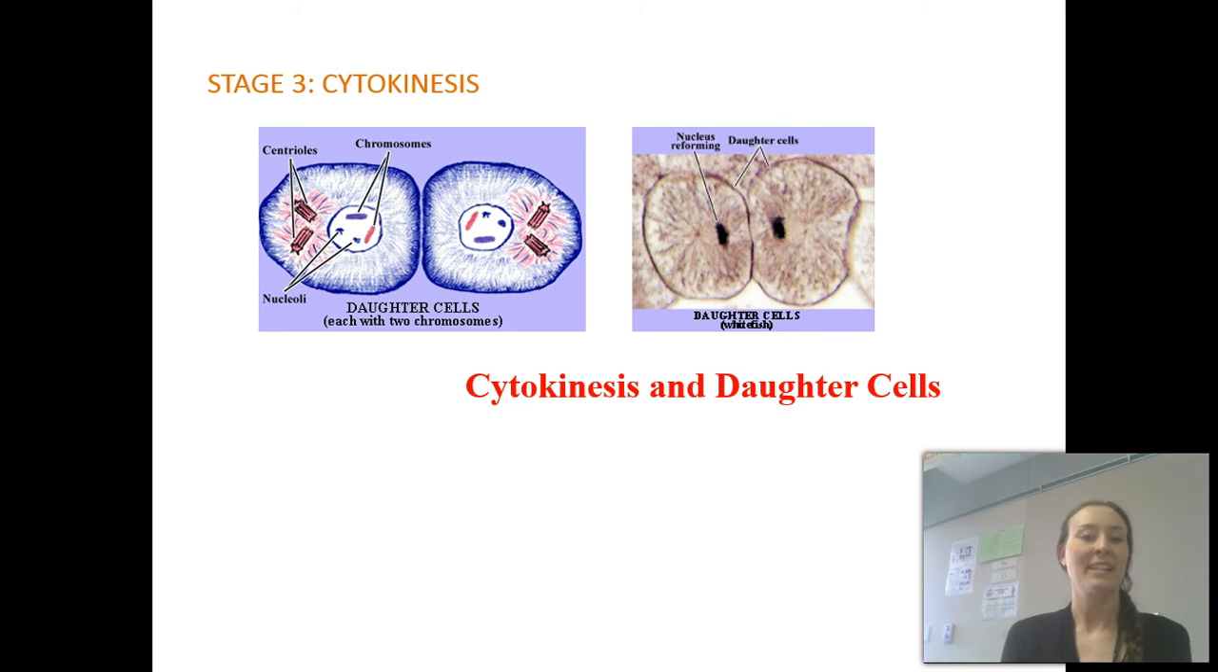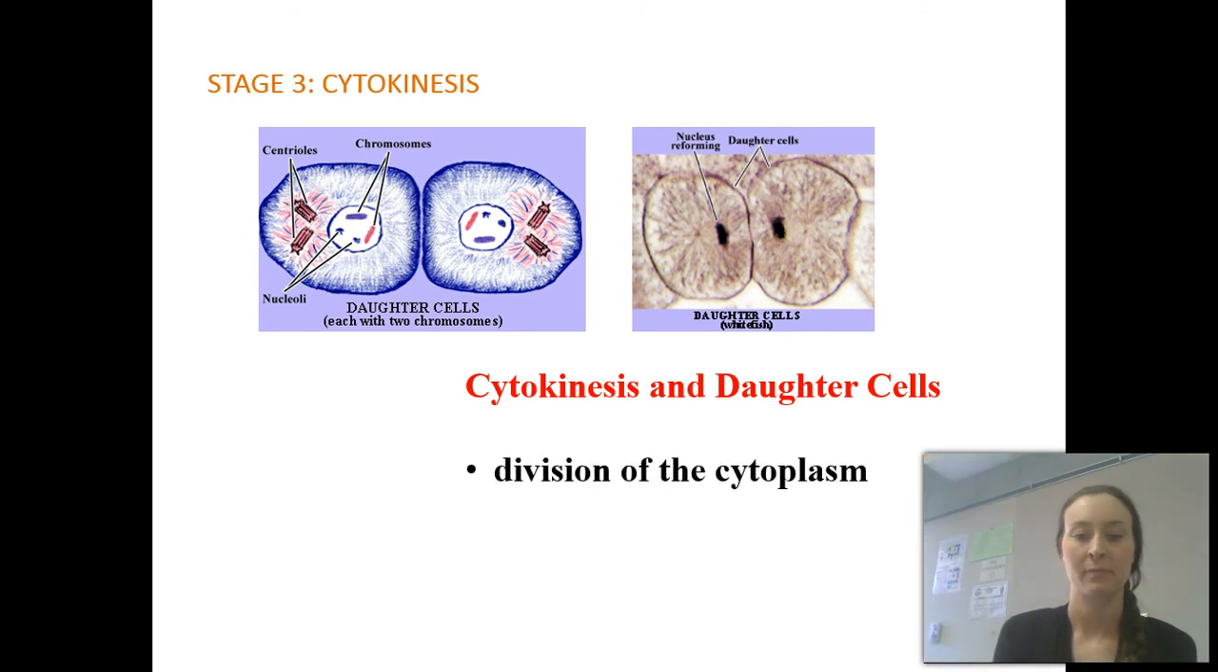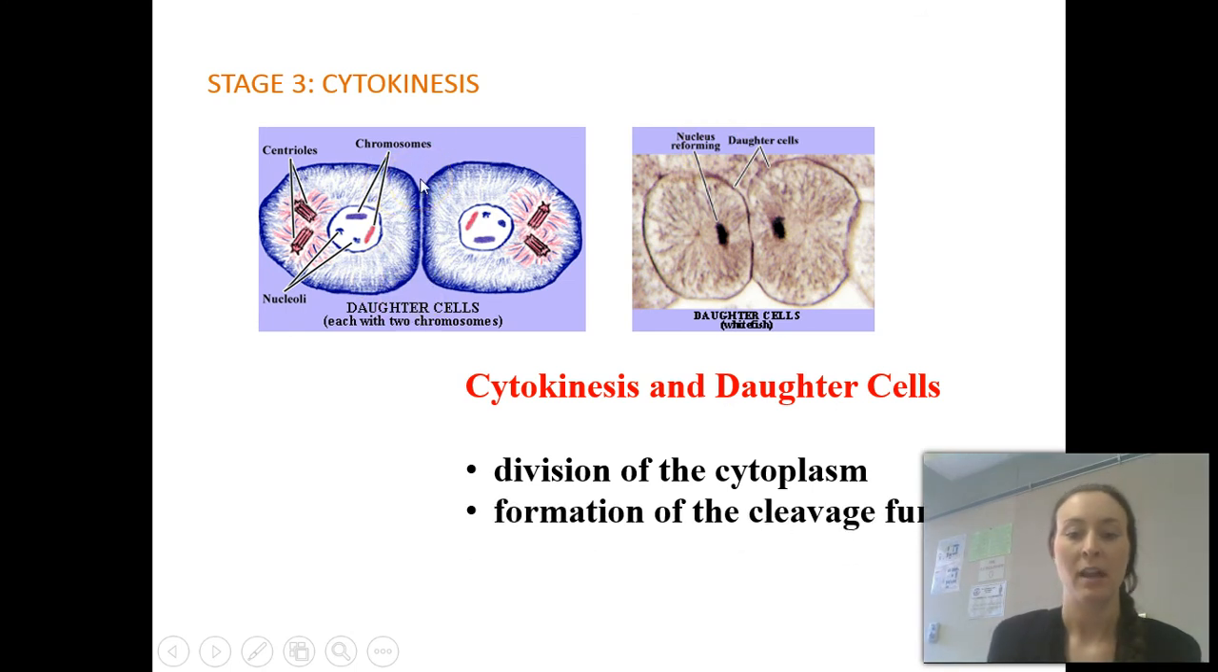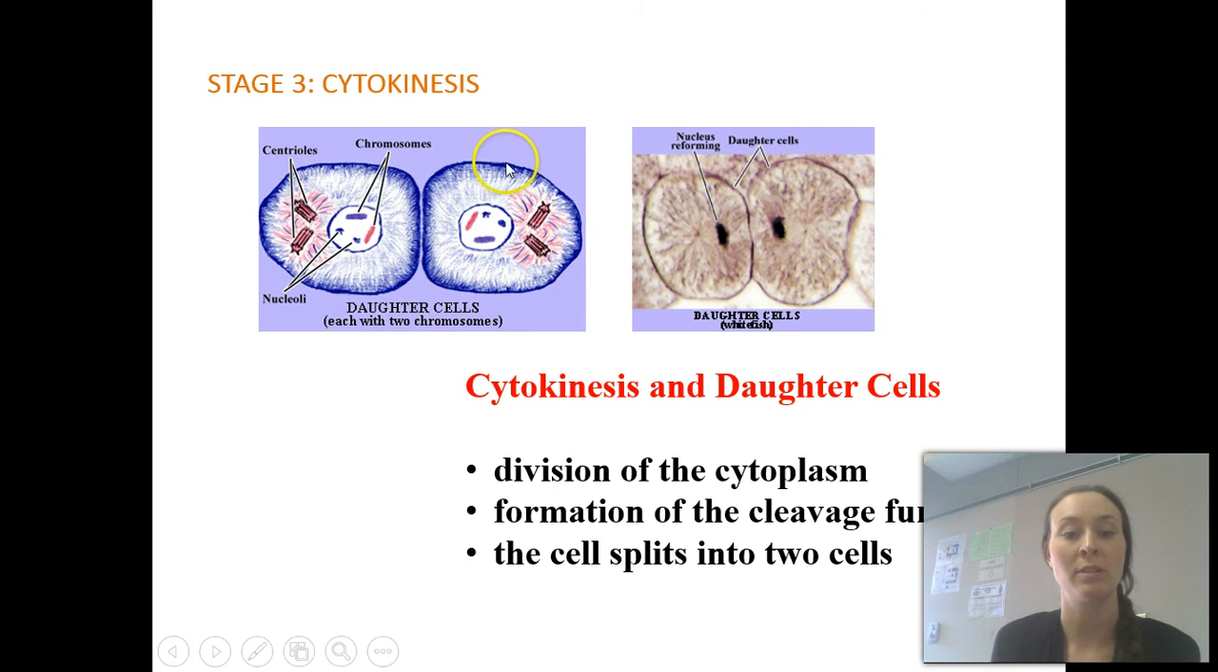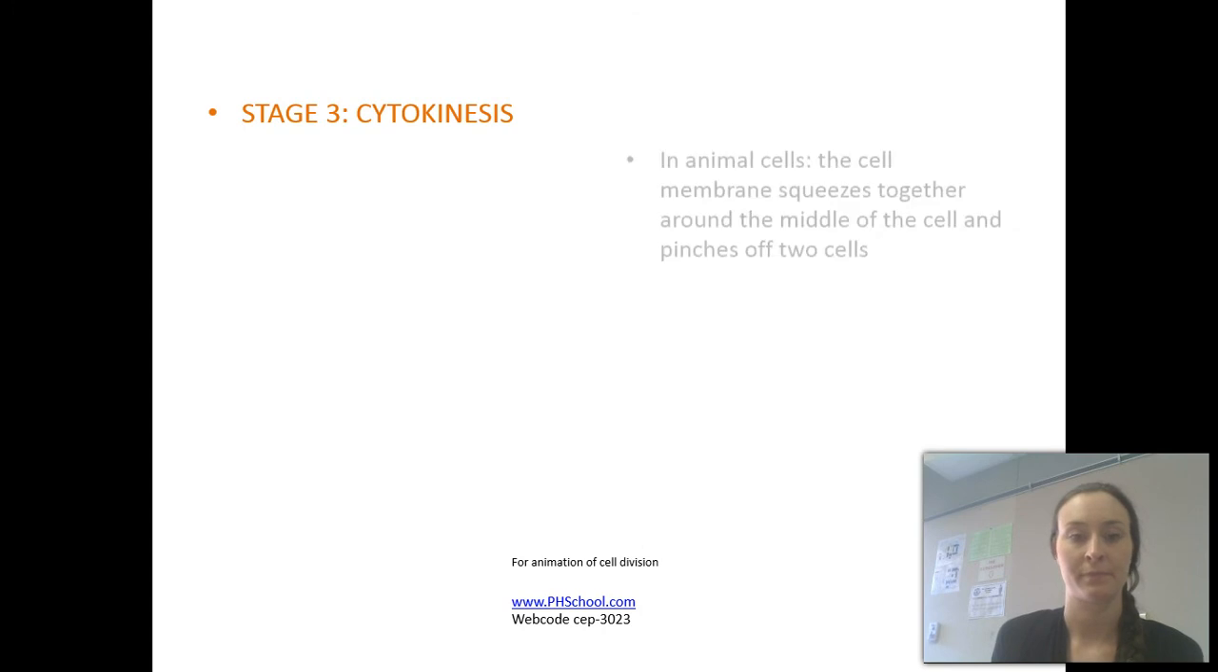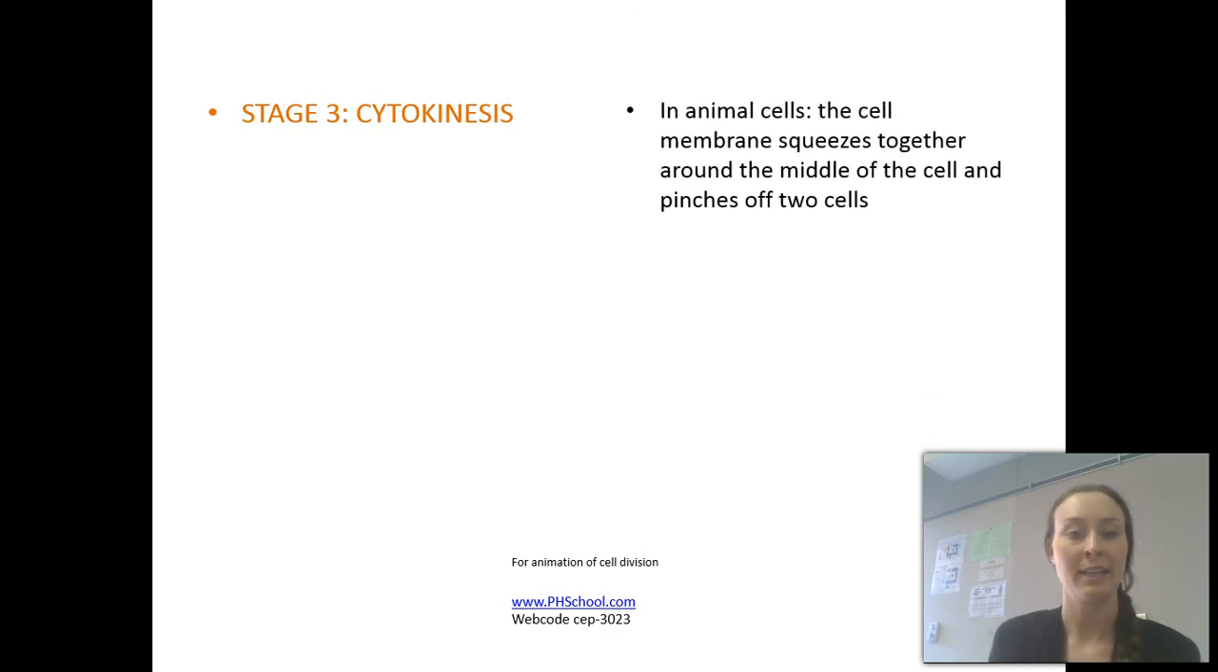All right, stage 3, cytokinesis. So in cytokinesis, we have the division of the cytoplasm, and you can see it happening here in these cells. The formation of the cleavage furrow, which is right here. And finally, the cell splits into two cells, two daughter cells, each with 2 chromosomes. So during cytokinesis in animal cells, the cell membrane squeezes together around the middle of the cell and pinches off 2 cells.